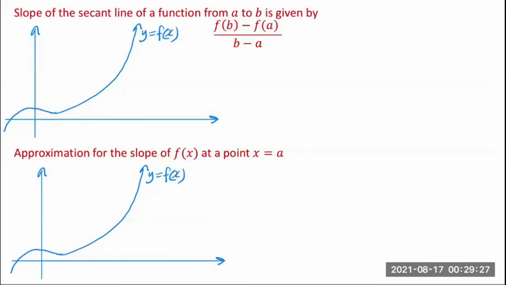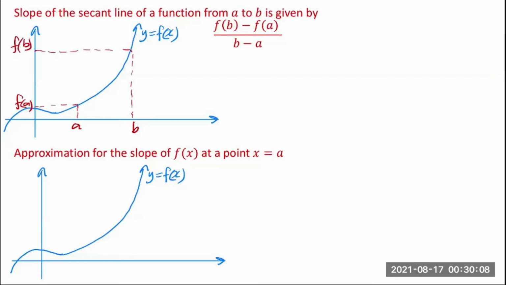All right, next I want to introduce the idea of a secant line. The slope of the secant line of a function from a to b is given by f of b minus f of a divided by b minus a. What does that mean? Let's say you are given a graph of the function f of x to be like this. And then here is your a and here is your b. Then clearly this is your f of a and this is your f of b.